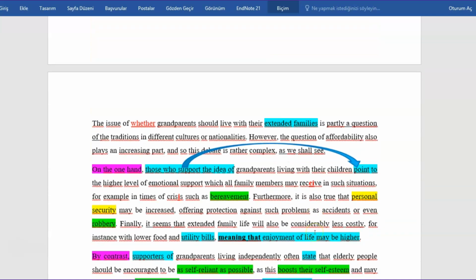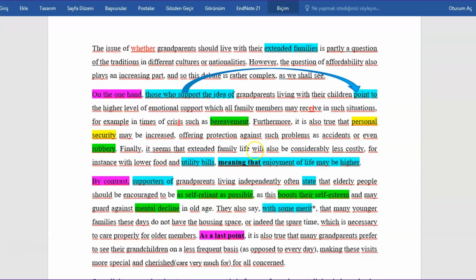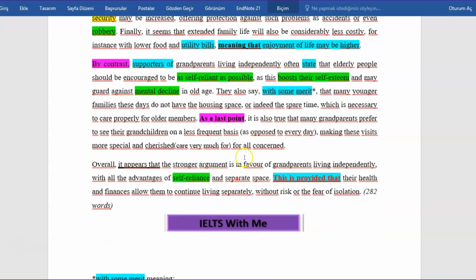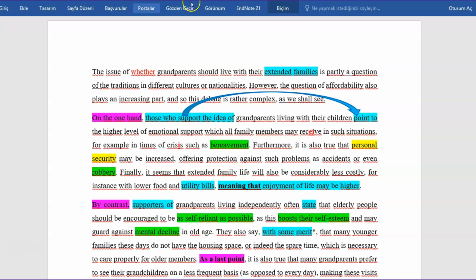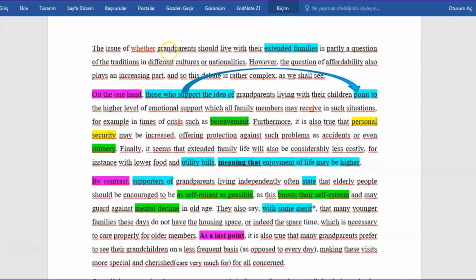Okay, let's get started. Here we see a band 9 model essay, and we are going to read it and analyze it. The issue of whether grandparents should live with their extended families is partly a question of the tradition in different cultures or nationalities. However, the question of affordability also plays an increasing part, and so this debate is rather complex, as we shall see, okay?